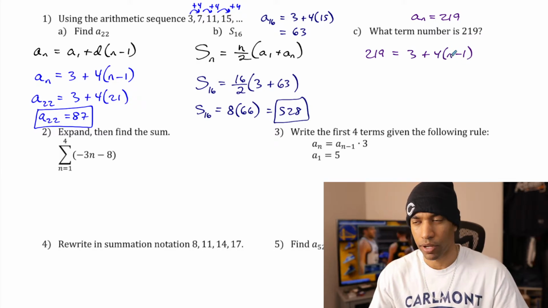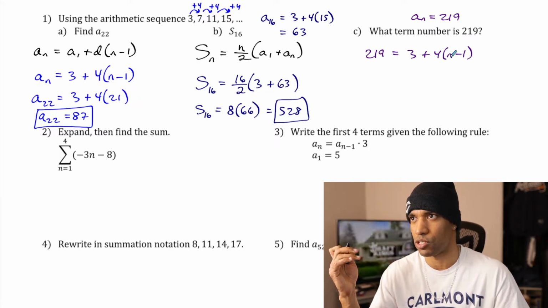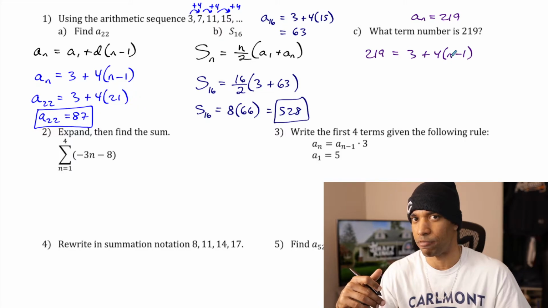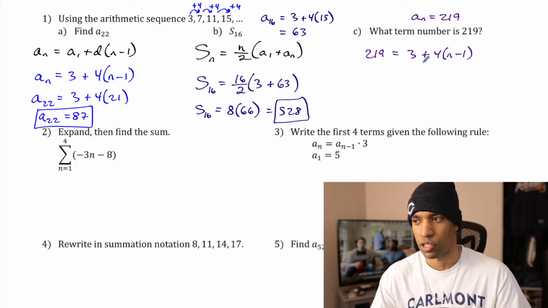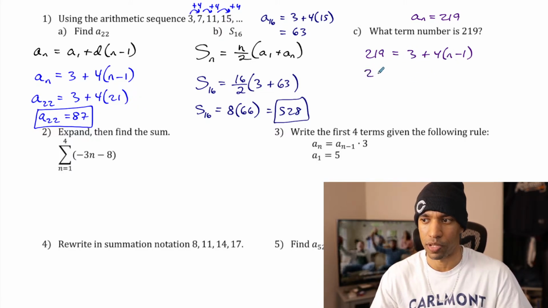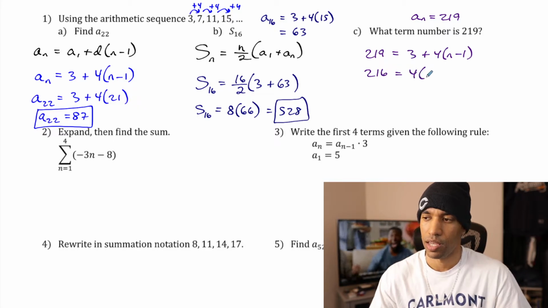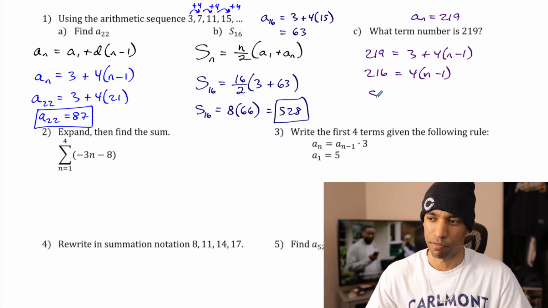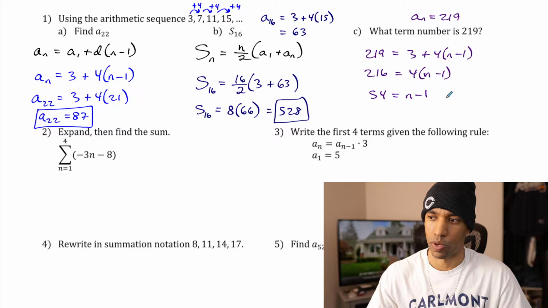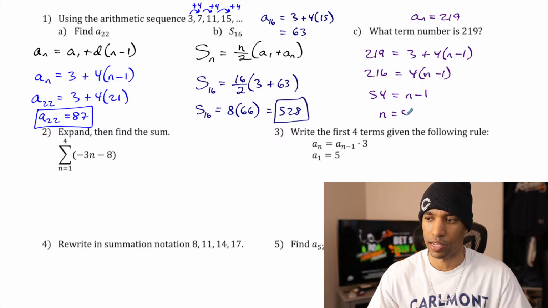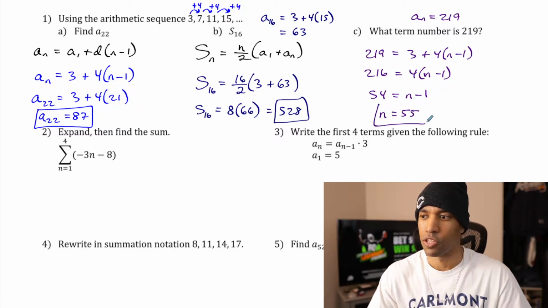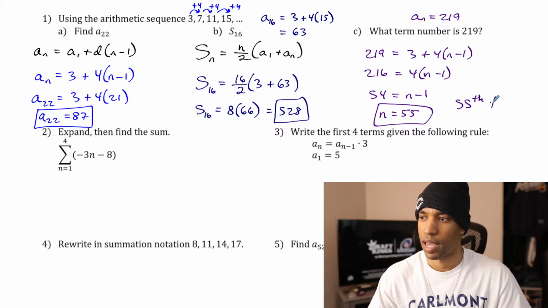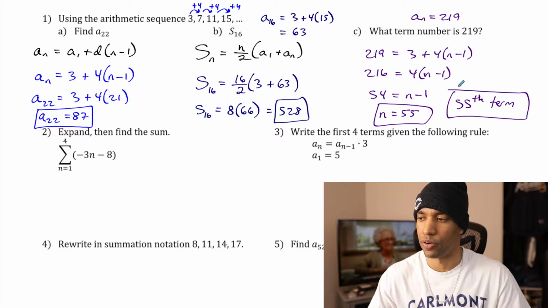I've been avoiding it because I know that the answer needs to be an integer, so I can divide by 4 ultimately in this quantity state. I'm going to subtract 3 from both sides first to get 216 equals 4 times n minus 1. This is where I like to divide by 4 instead, just personally. So we get 54 equals n minus 1. Add 1 to both sides, we get n equals 55. So the 55th term has a value of 219.